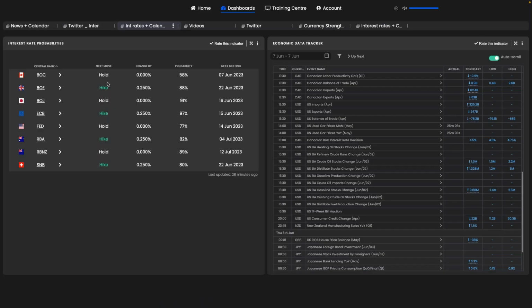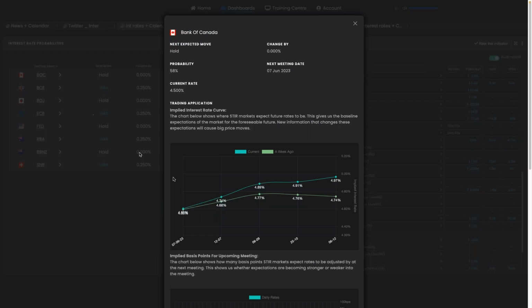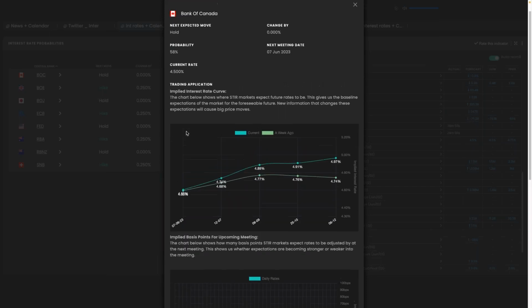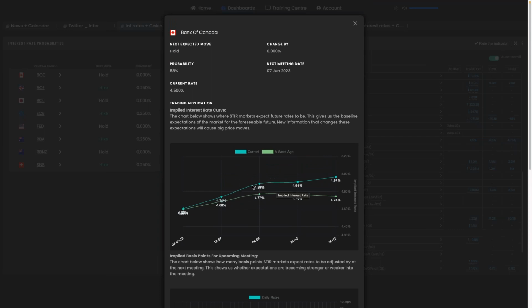Now, let's look at what market pricing is, and I'll show you how we put all this together. Looking at market pricing, what we're looking at here is short-term interest rate markets. Short-term interest rate markets tell us what the market is thinking about the path of rates. And at the moment, we can see that markets are expecting the Bank of Canada to hike interest rates twice this year, right? So they are expecting 2 more hikes from the Bank of Canada.